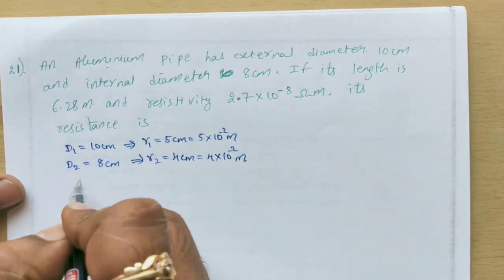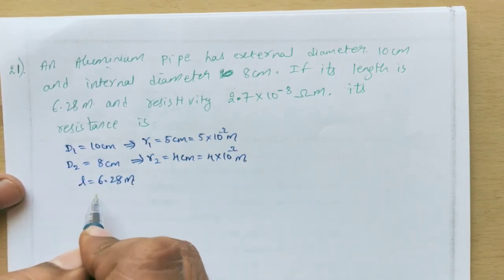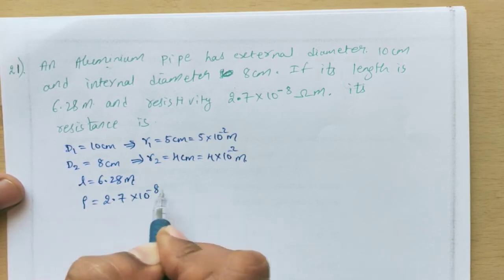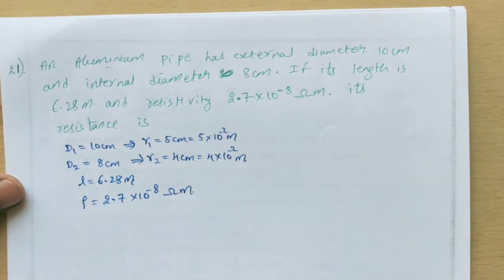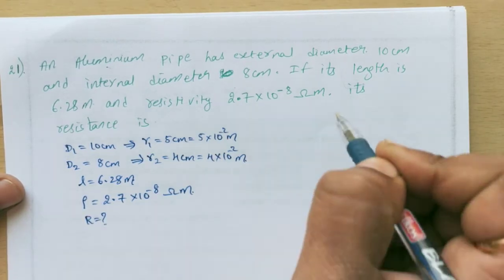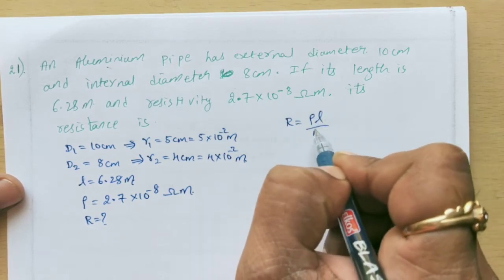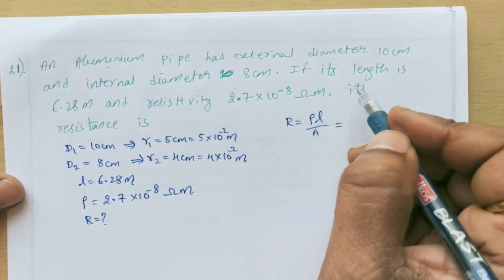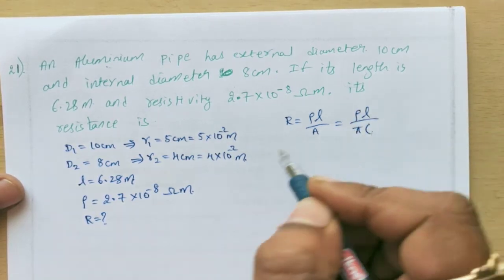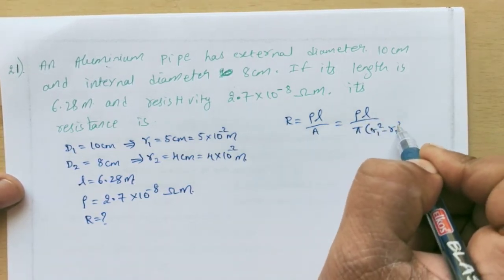If its length L value is equal to 6.28 meters is given, and resistivity, which is nothing but specific resistance, rho is equal to 2.7 into 10 power minus 8 ohm meter is represented. Now we are expecting the resistance to be equal to how much? From the resistance concept we have one fundamental thing: R is equal to rho into L divided by A. Here instead of A we are taking like this, finally rho L divided by pi into, which one is greater value? R1 is the greater value. So I am taking R1 square minus R2 square.